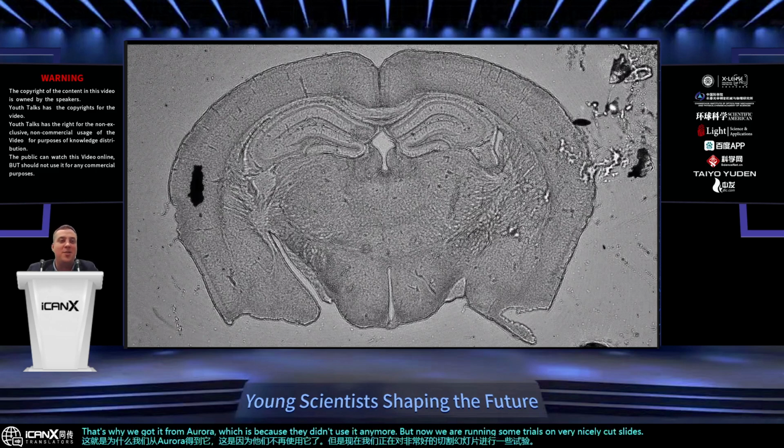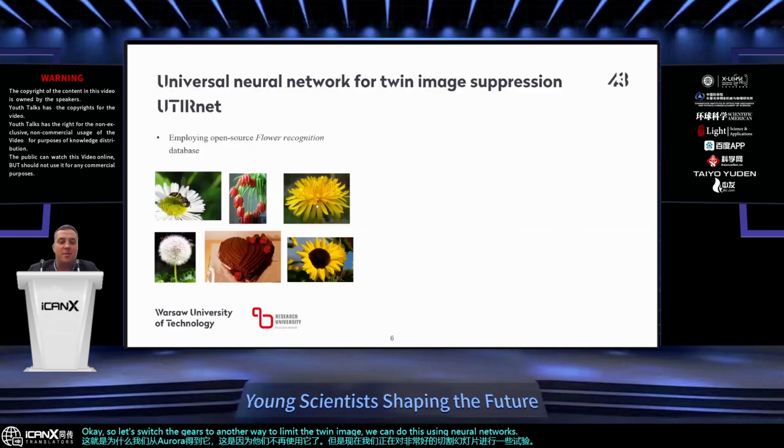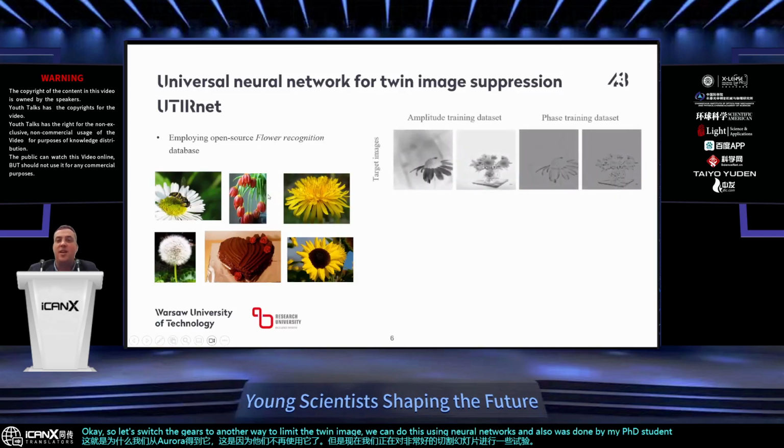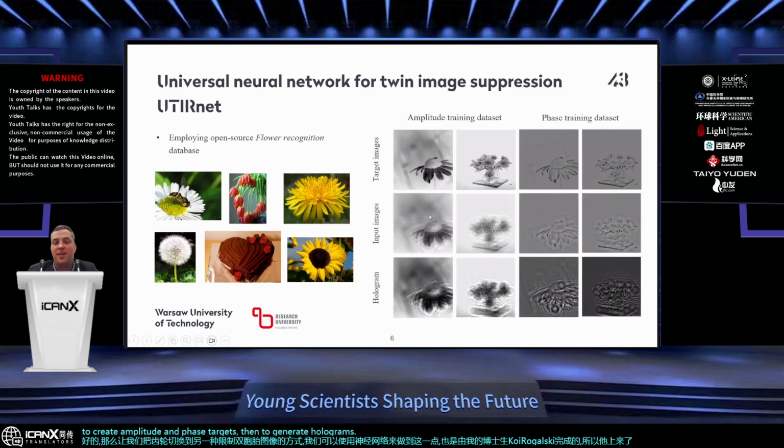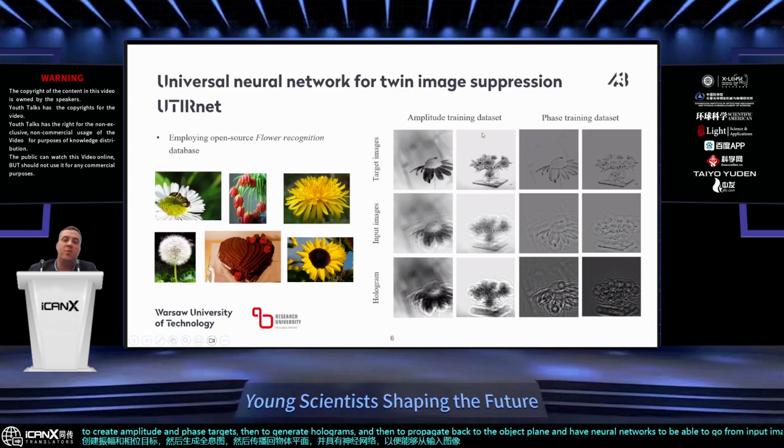Okay, so let's switch the gears to another way to limit the twin image. We can do this using neural networks. Also, it was done by my PhD student Mikołaj Rogalski. So he came up with this idea to use a flower recognition database to create amplitude and phase targets, then to generate holograms, and then to propagate back to the object plane and have neural networks go from input images with twin image to the test targets without twin image, both in amplitude and phase.